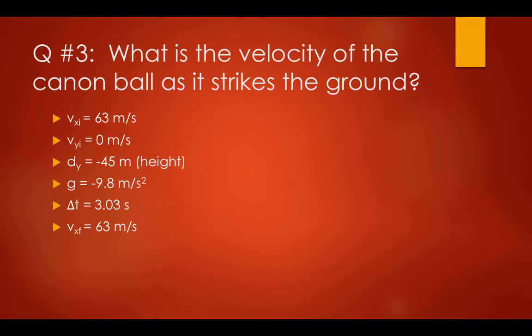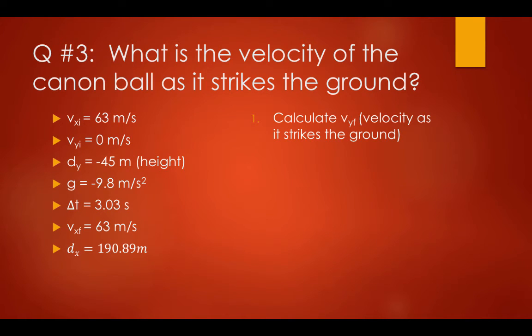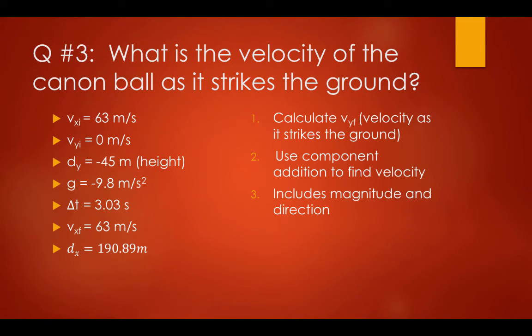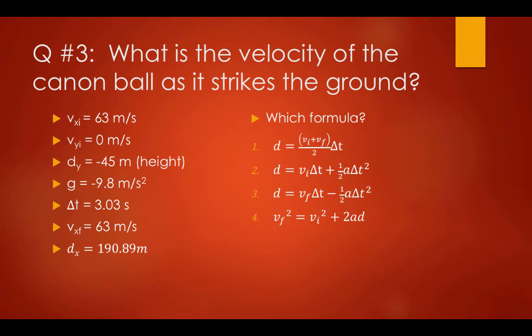Well, here's our data, including horizontal displacement that we just calculated at 190.89 meters. We will solve this problem using 3 steps. First, we'll calculate velocity final in the vertical as it strikes the ground, since we know the velocity in the horizontal is a constant at 63. We'll use component addition to find the resultant velocity. Then we'll present our answer, including the magnitude and direction. Which kinematic equation shall we use, 1, 2, 3, or 4?